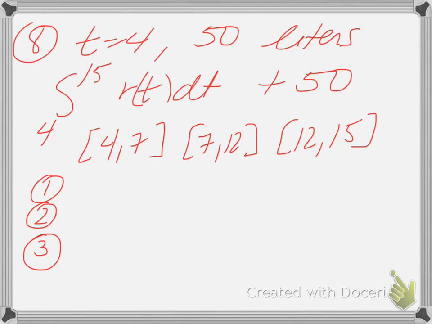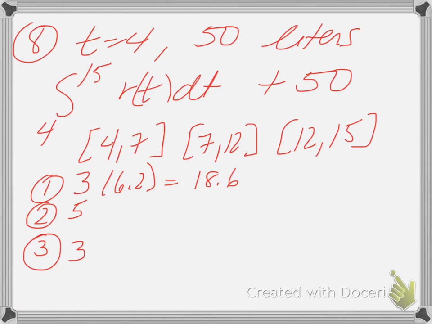Well, the length of the first interval goes from 4 to 7, which is 3. The next one goes from 7 to 12, that's 5. And the last one goes from 12 to 15, which is 3. Okay, so now we just need the height. So if we're using the right Riemann sum, if you have to choose between 4 and 7, 7 is to the right. So look at the table, and when t is 7, we have 6.2 liters. 6.2 times 3 is 18.6.